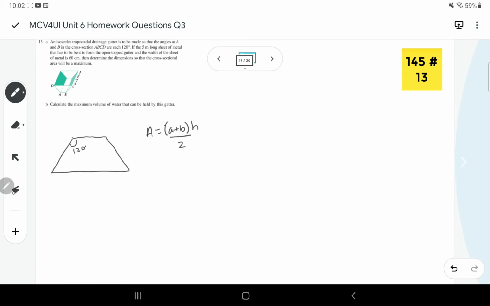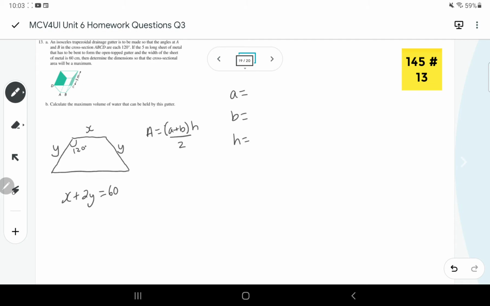will have to equal, let's say, x, y, and y. So x plus 2y will equal 60. Now I have to figure out a, b, and h all in terms of x or y. So a, b, and h. That's what I'm going to be looking at.